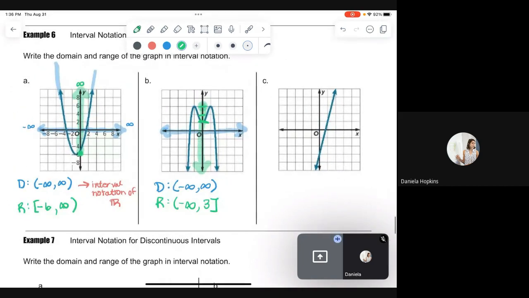Last one I'll do real quick just because I really want you guys to know this because this should be a freebie for your quiz. All linear functions. Do you remember what the domain and range were for all linear functions yesterday?